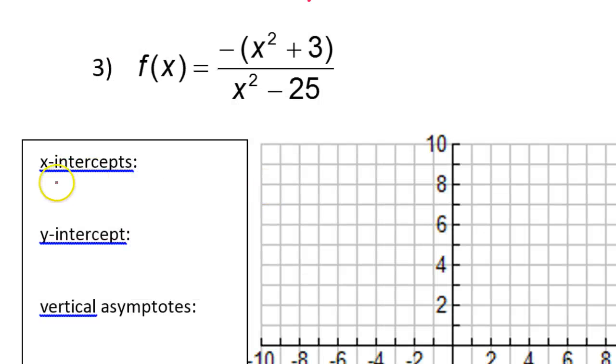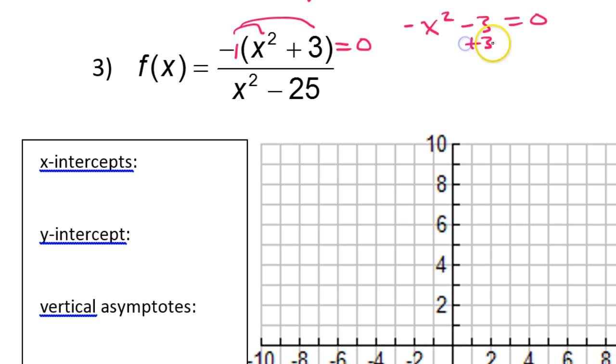Alright, so first we are asked for the x-intercepts. As long as there's no number on the end, like a +5 or something, we can find the x-intercepts by setting the numerator equal to 0. So I can take this and set it equal to 0. The first thing I would do is just go ahead and distribute that negative sign. So that's going to give me negative x squared minus 3 is equal to 0.